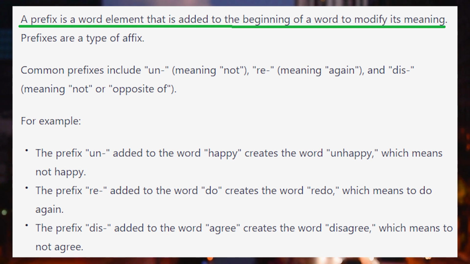We added un to the beginning of a word, we added the prefix un, and it completely changed the definition of the word. The prefix re added to the word do creates the word redo, which means to do something again. And if we add dis to the word agree, we get disagree, which means not agree. Prefixes can change the meaning of a word dramatically.